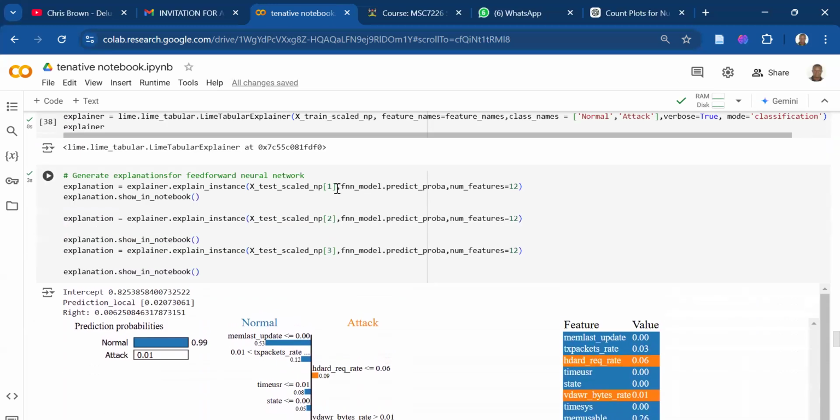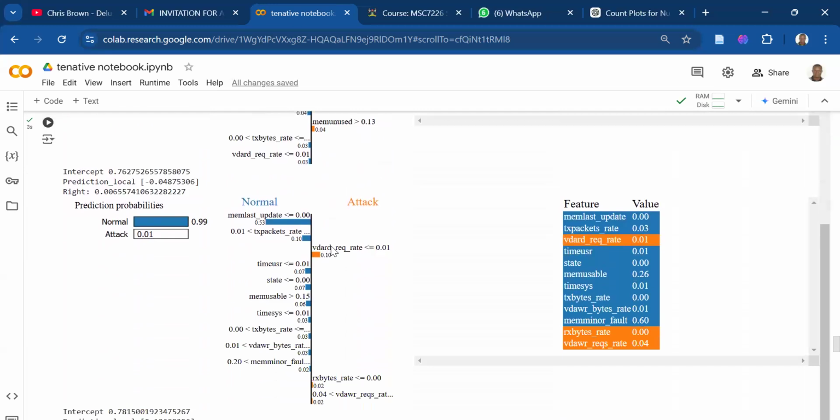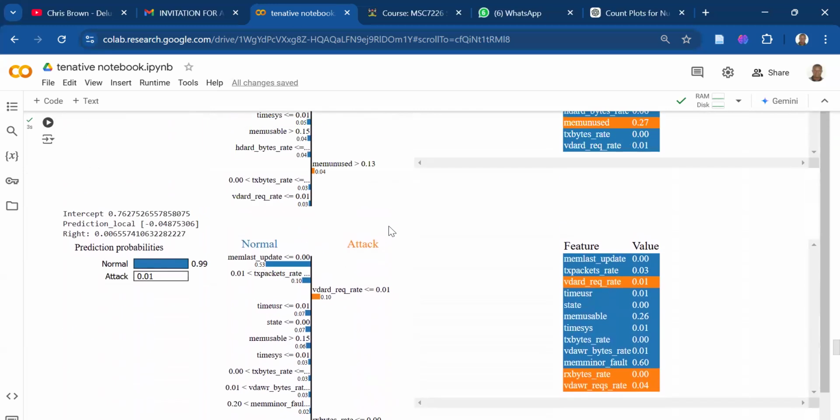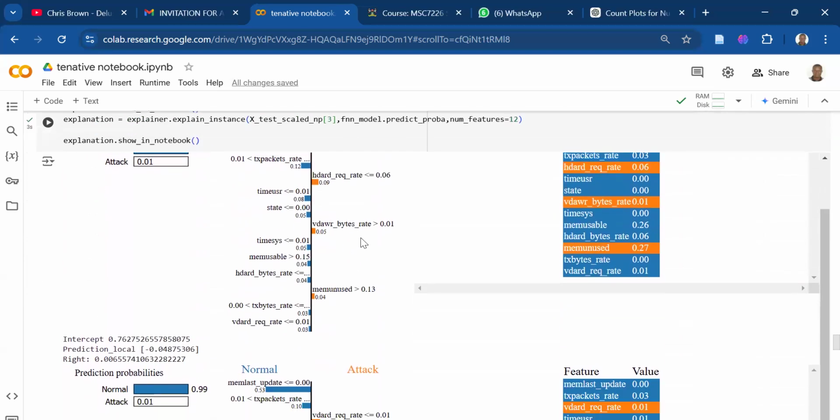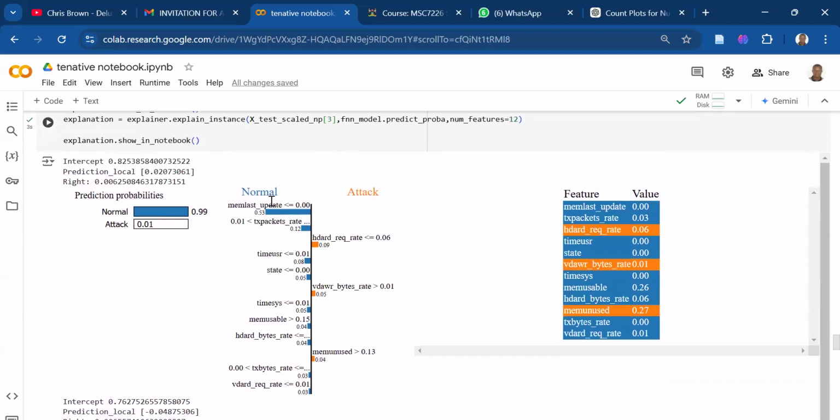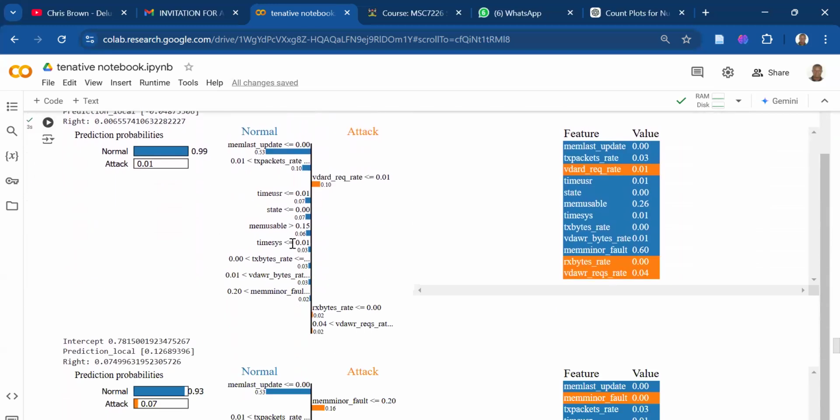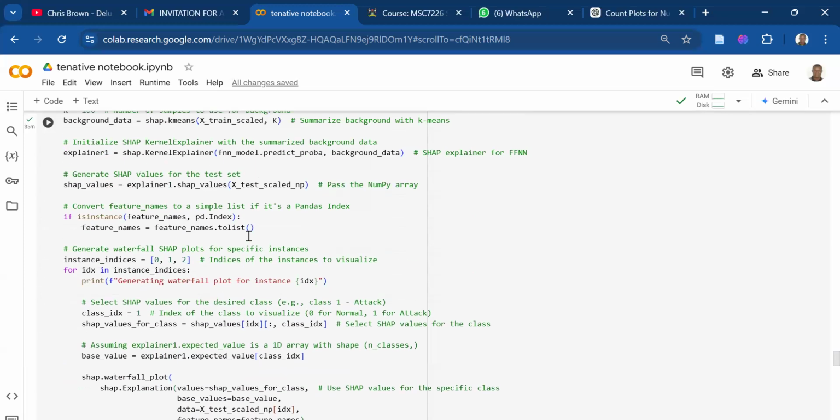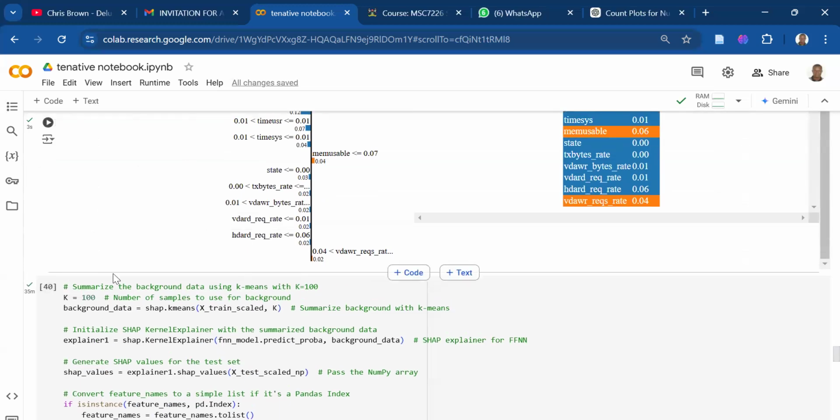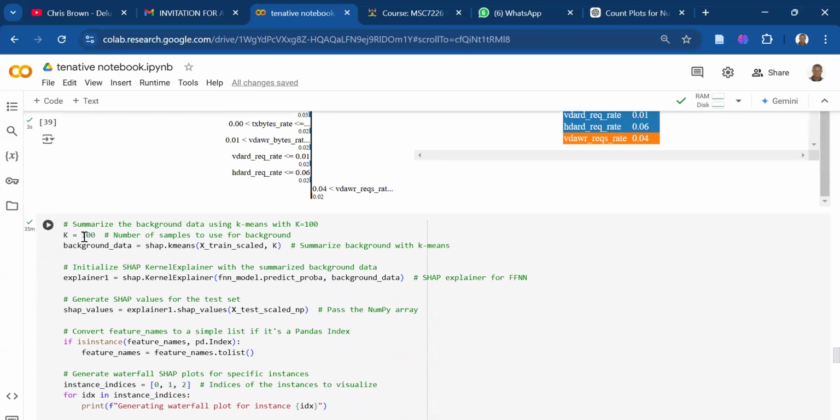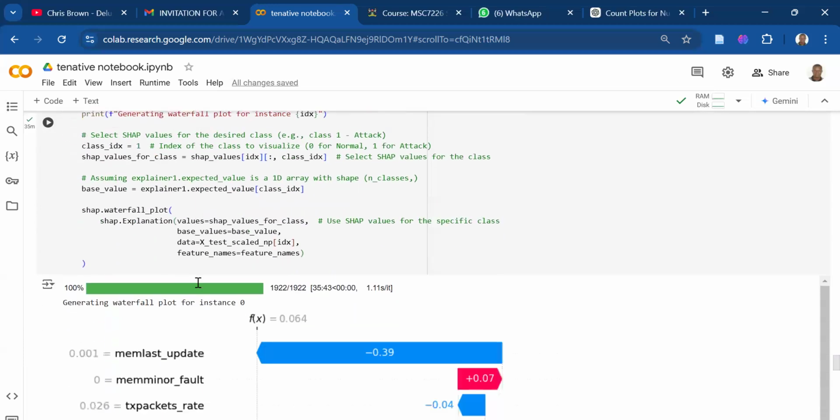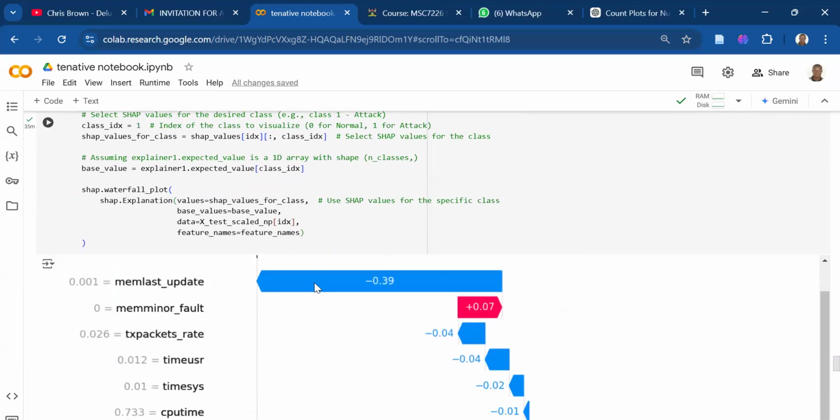For the first instances, 1, 2, 3, these are the VM instances, and they represent normal data, not compromised. So from there, I generated what we call SHAP waterfall plots.